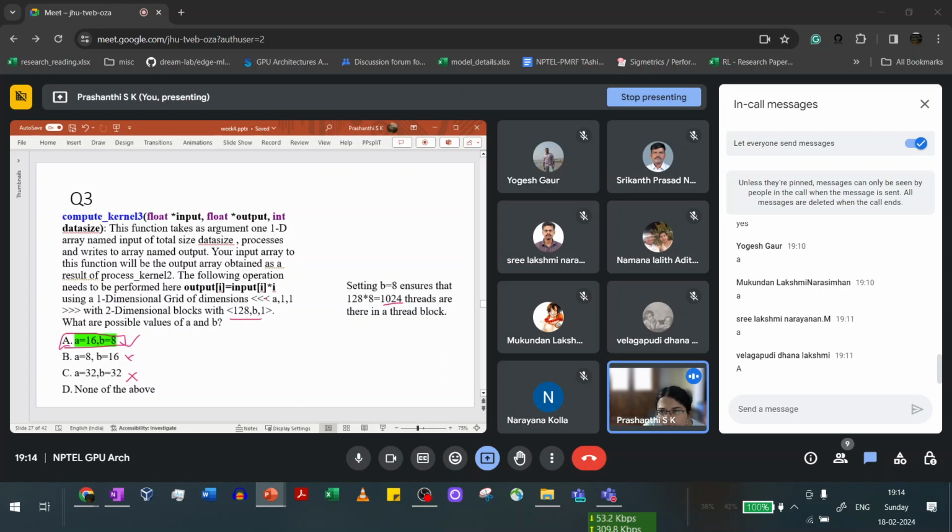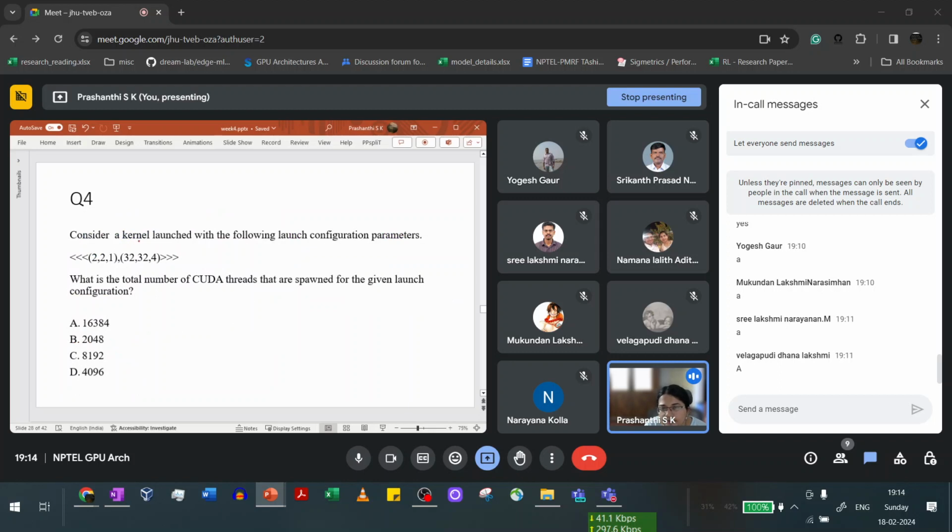Okay, we'll move on. Consider a kernel launched with the following launch configuration parameters: 221, 32, 32, 4. What is the total number of CUDA threads that are spawned for the given launch configuration? This should be very easy, but I'll give you a minute.